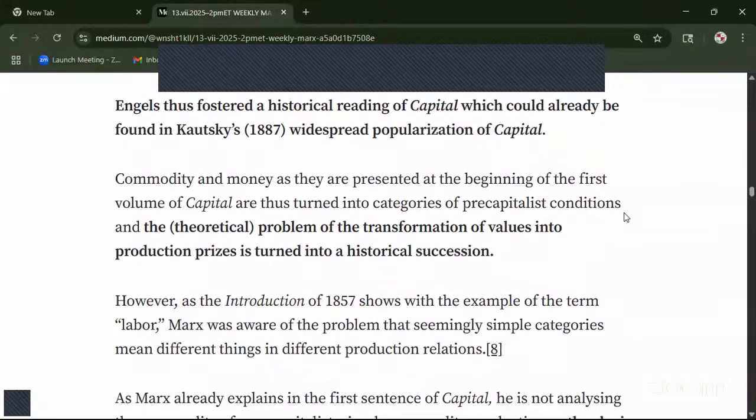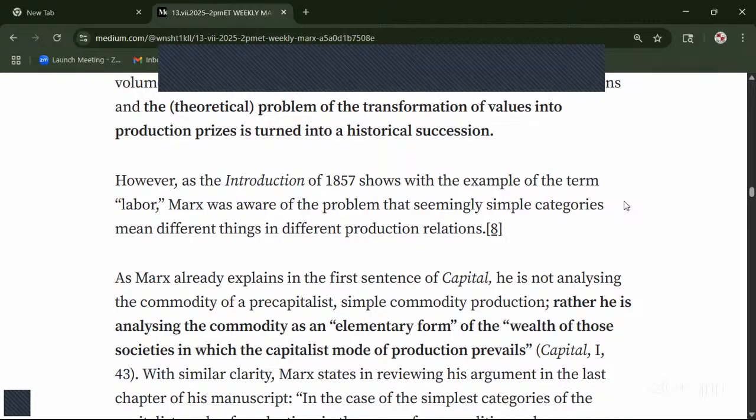However, as the introduction of 1857 shows with the example of the term labor, Marx was aware of the problem that seemingly simple categories mean different things in different production relations. As Marx already explains in the first sentence of Capital, he is not analyzing the commodity of a pre-capitalist simple commodity production. Rather, he is analyzing the commodity as an elementary form of the wealth of those societies in which the capitalist mode of production prevails, negating the pre-capitalist business.